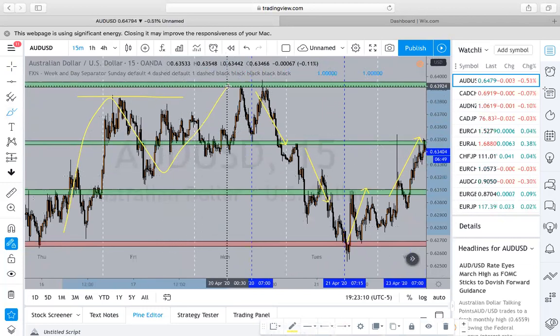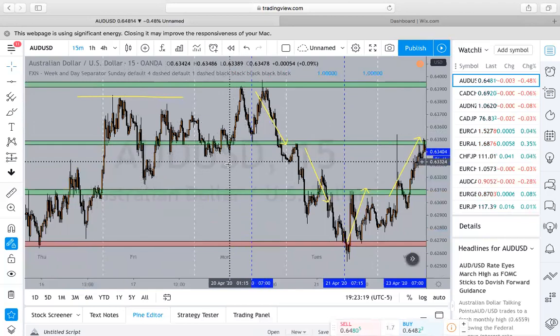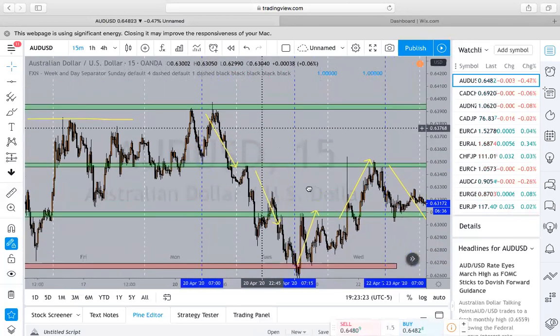This is what I just drew up a little bit ago. Right there. Stop hunting that right there. So that's simple, just like that. That's a perfect example of this M and W formation right there.